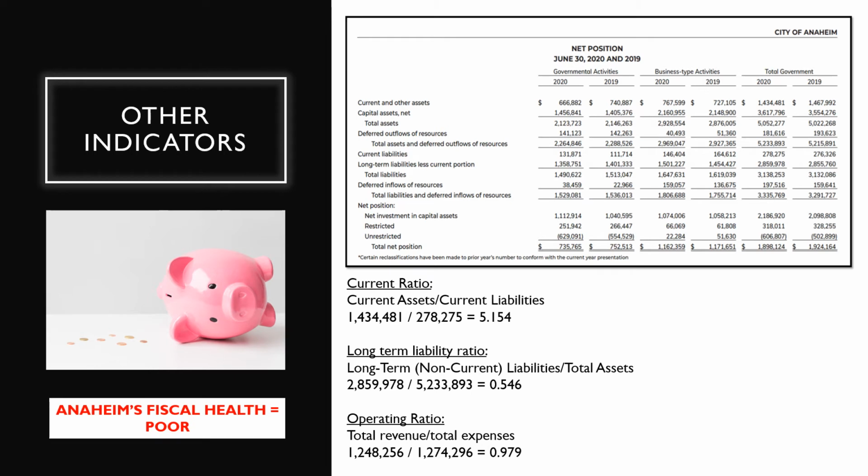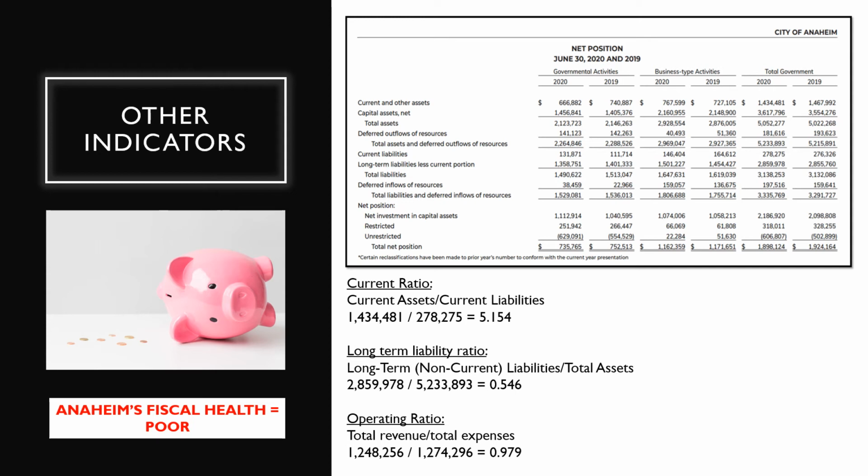Then the long-term liability ratio, which is the long-term non-current liabilities over the total assets. For Anaheim, it's 0.546. Typically, if this ratio is less than 0.5, it would indicate a healthy or low risk of the organization being able to pay off its long-term debt. Since the ratio is over, it indicates that it may be medium or higher risk, and in the long term, it's not good solvency.